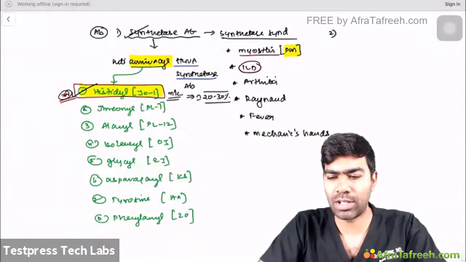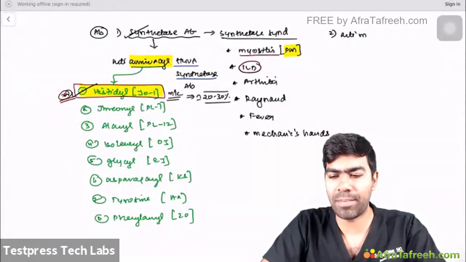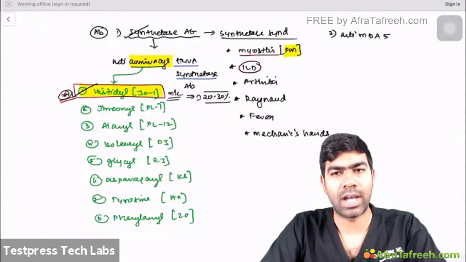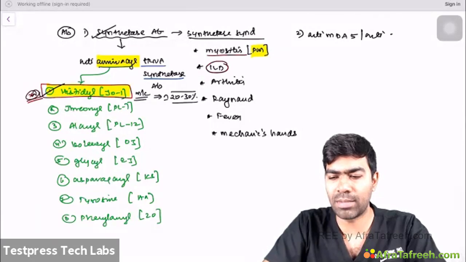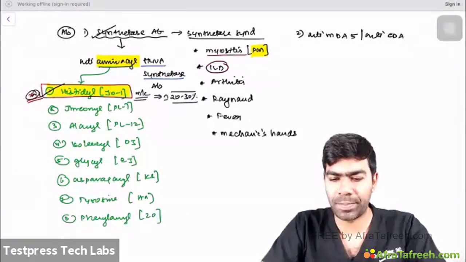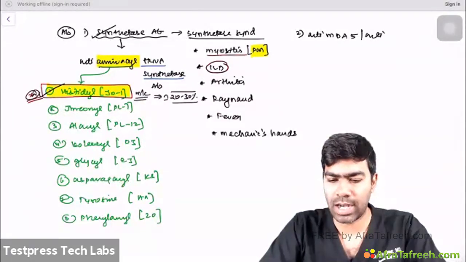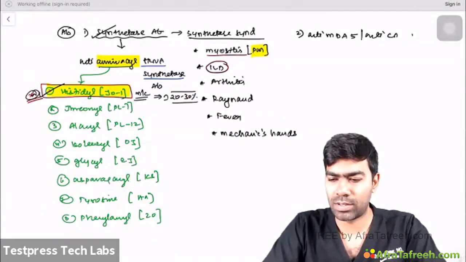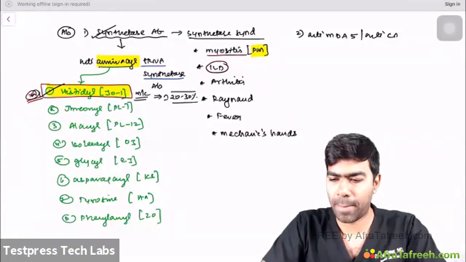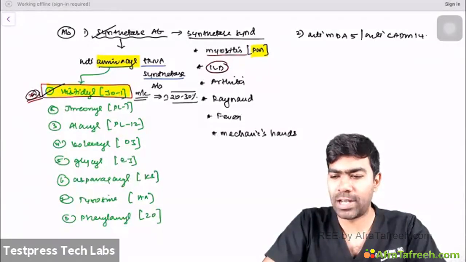That second antibody is something called anti-MDA5 antibody. Anti-MDA5 antibody, or otherwise referred to as anti-CADM 140 antibody.